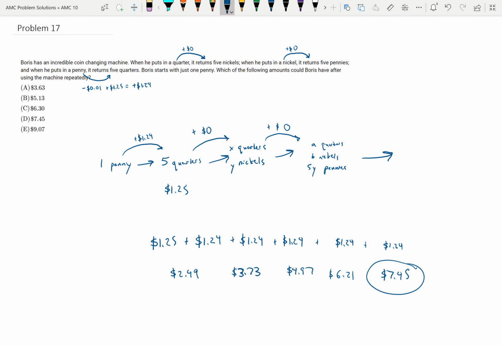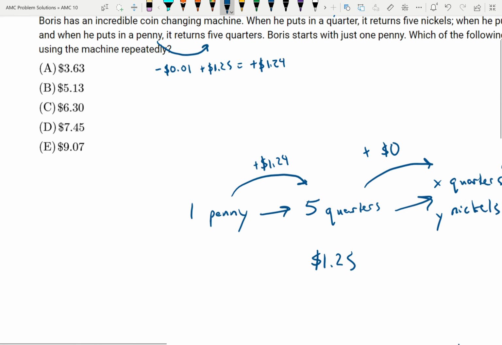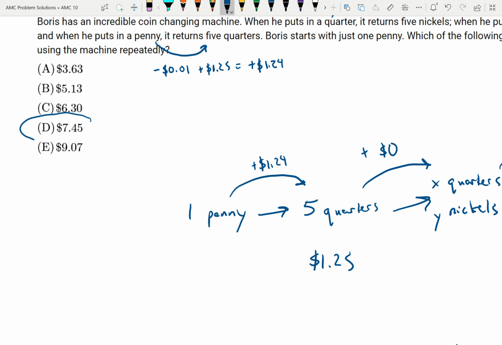And just to be sure that it's not going to be 907, we'll do another 1.24, which is going to be 869. And then we can clearly see if we add another 1.24, that's going to go over 907. So $7.45 is a possible amount that Boris could get after using the machine repeatedly. So the answer is choice D.